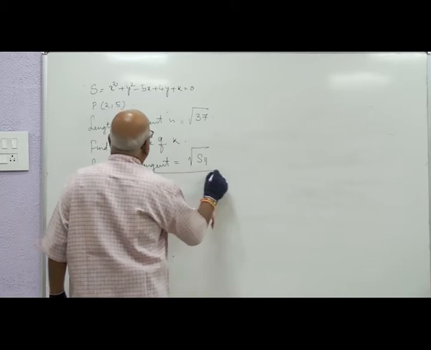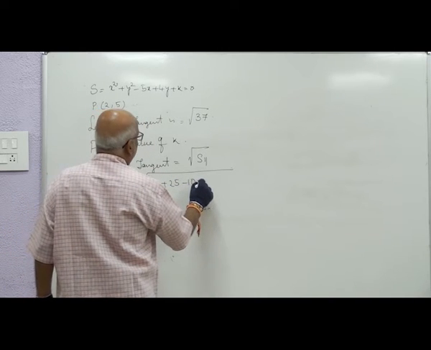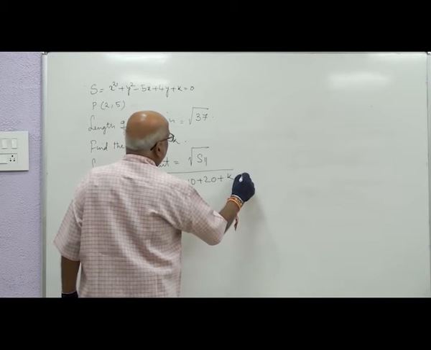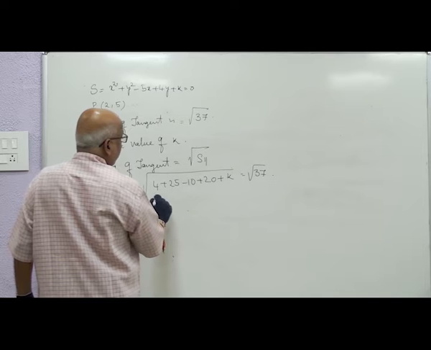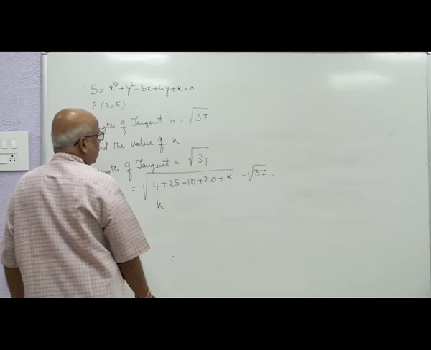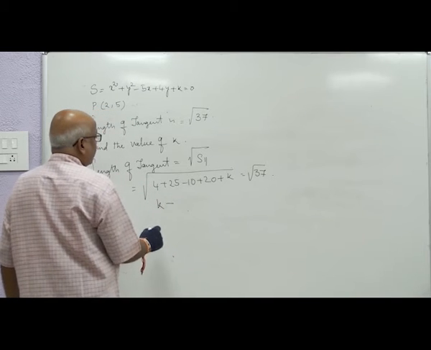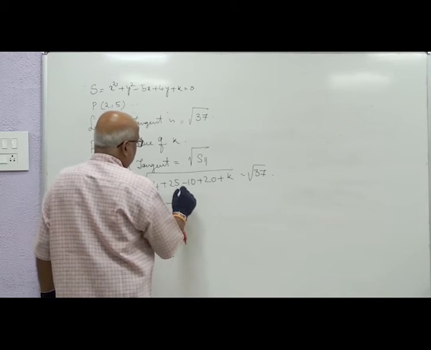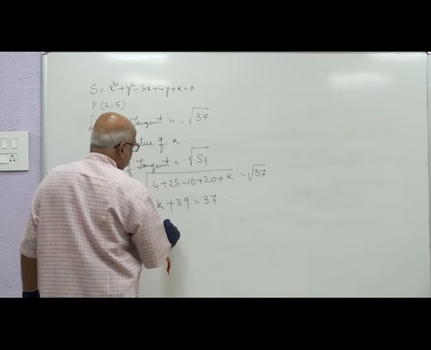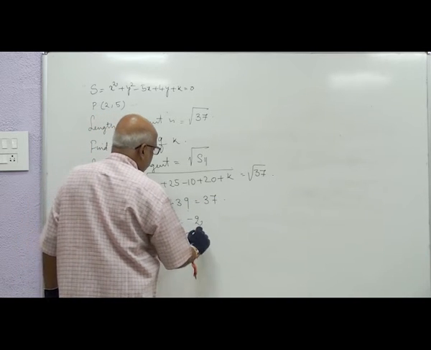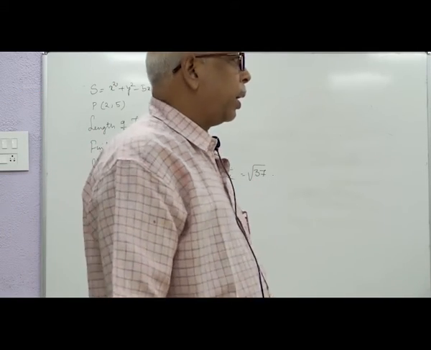What is root S11, sir? 4 plus 25 minus 10 plus 20 plus k equal to root 37. Here, 25 plus 4 is 29, plus 20 is 49, minus 10. 49 minus 10 is how much? 39. k plus 39 equal to 37. k equal to minus 2. That is the equation of the circle. Okay.